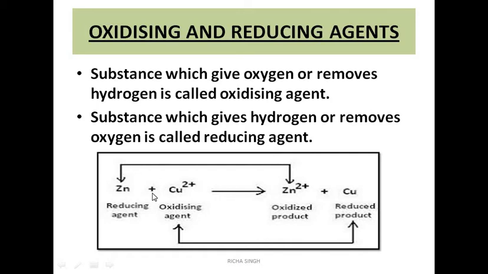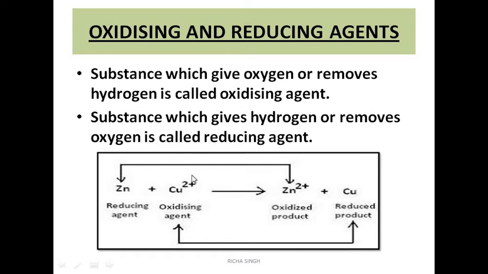Here you can see that Zn is converting to Zn2+, meaning there is loss of electrons here. So it is getting oxidized, and who is causing the oxidation? Cu2+ is causing the oxidation. So Cu2+ acts as an oxidizing agent, and here Cu2+ has been converted to Cu, meaning it has been reduced, and reduced due to Zn.